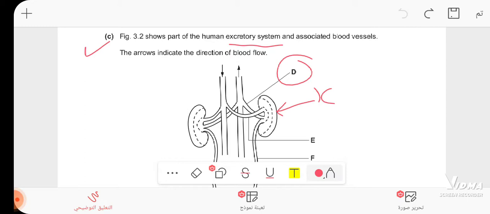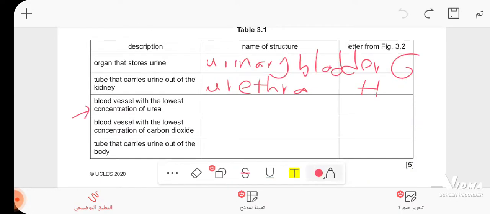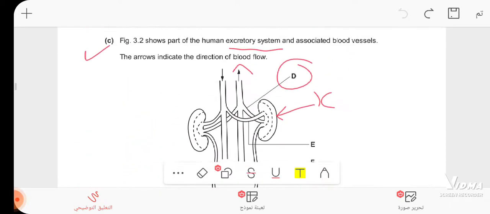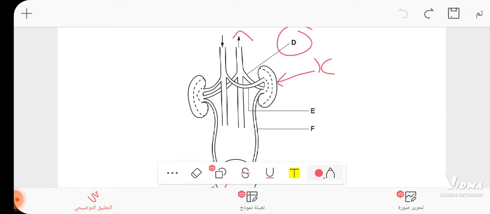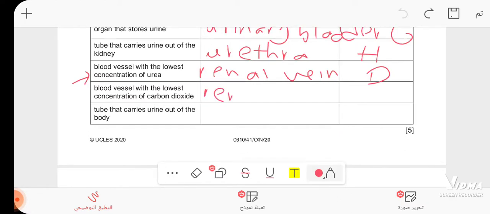So renal vein, the blood which moves outside of the kidney, of course, contains the lowest amount of urea, because the urea is now excreted outside our body. So D, renal vein. Blood vessel with the lowest concentration of carbon dioxide. Wonderful. The lowest concentration comes from the heart. The other one, which is E, from here, from the artery, renal artery, because it comes from the heart.